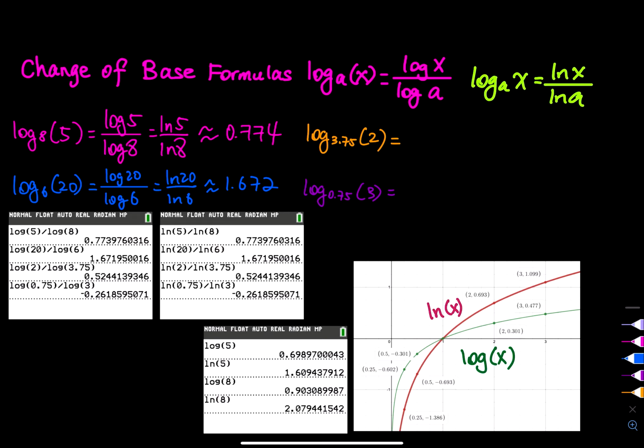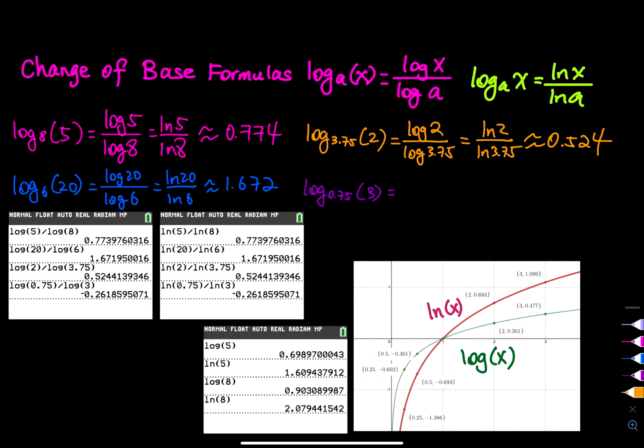Moving on to the next one, we have log base 3.75 of 2. So that equals log of 2 divided by log of 3.75. And then for ln, that is ln 2 divided by ln 3.75, and then that will be the next line, right? So that is approximately equal to 0.524 according to the calculation in my screenshot.